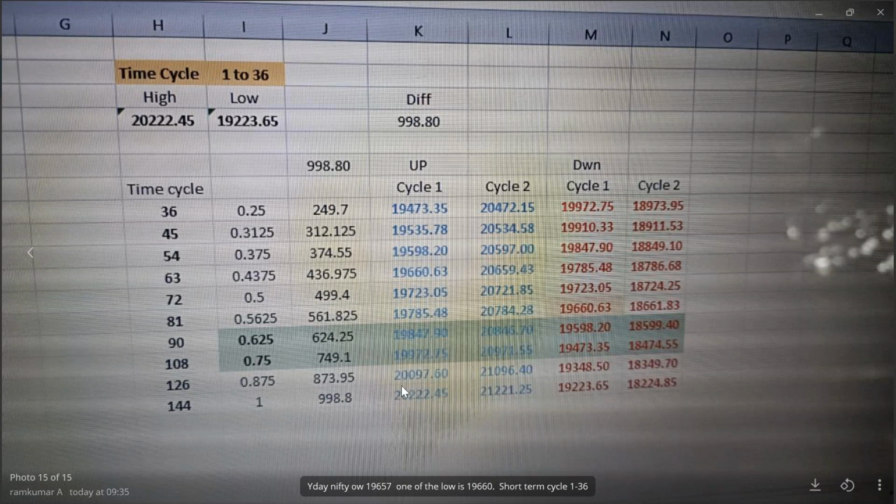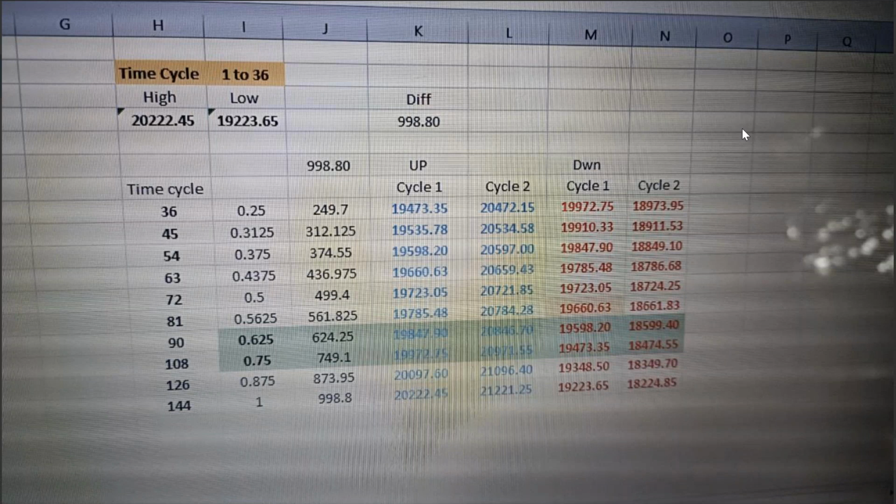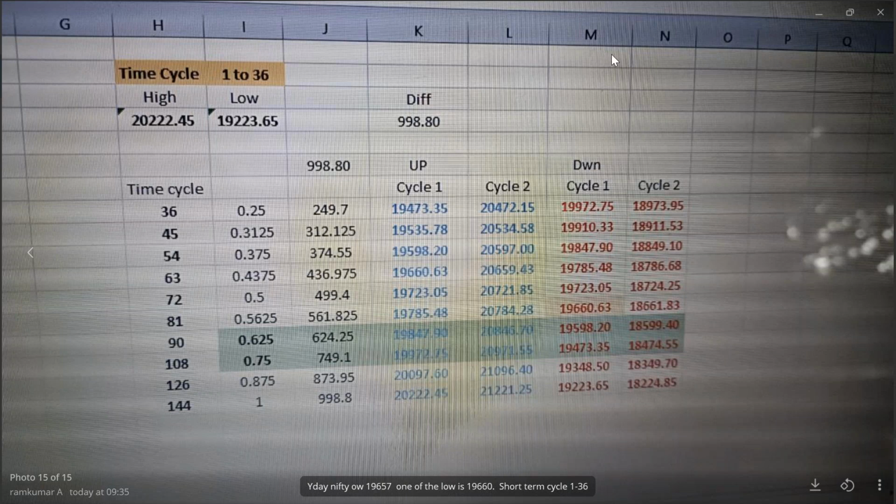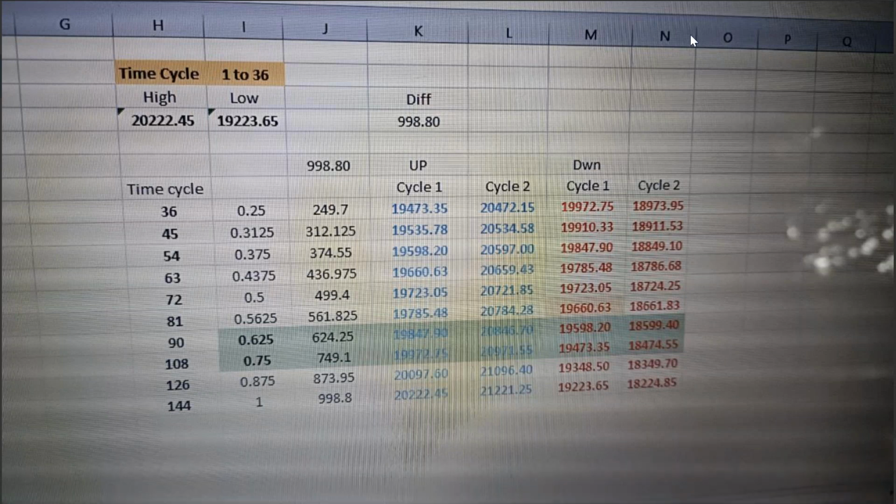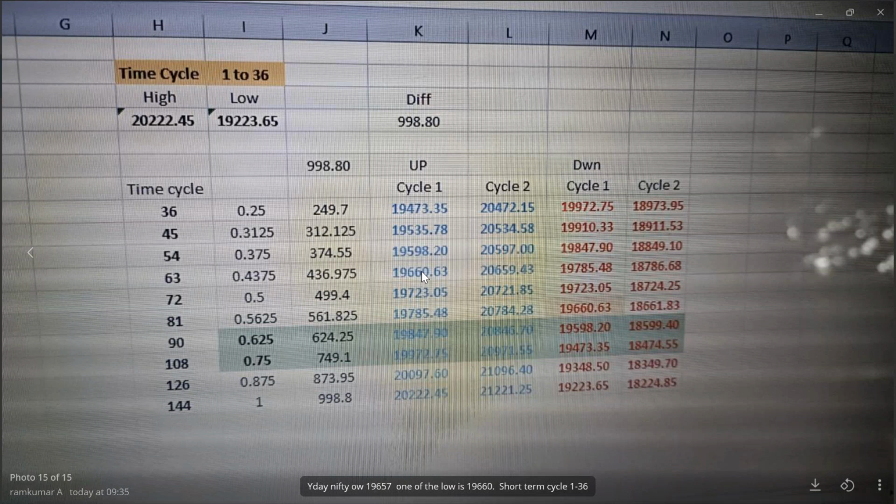20,222.45. Look here, 20,222.45. You will be astonished how he has got it. Just give me a couple of seconds. 998 point difference, cycle 1, cycle 2, everything he has taken. And from here retracement is happening, falling back. So see where it is going. 660 has come. Now according to him 473 should also come. Time cycle, price cycle, excellent things.